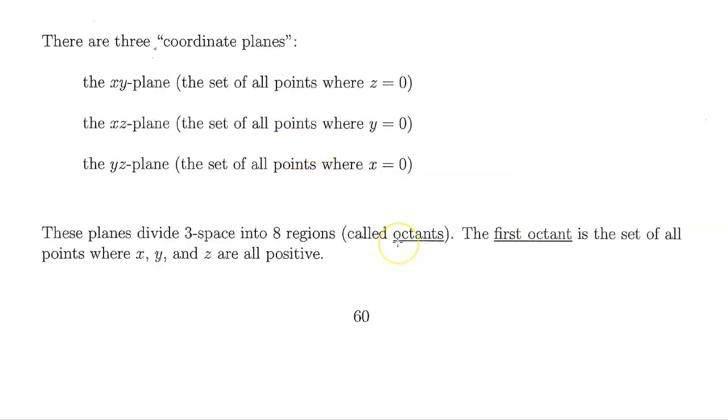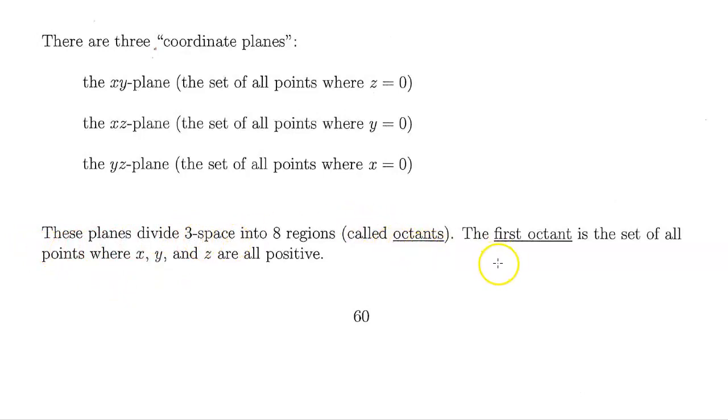Now there are 3 what are called coordinate planes. We have the xy plane, the set of all points where z is 0. We have the xz plane, the set of points where y is 0, and the yz plane, which is the set of all points where x is 0. I'll draw this here in a second. These planes divide three space into 8 regions, called octants. Just like in the xy plane you have 4 quadrants, in xyz space, in 3 space, you have 8 octants.